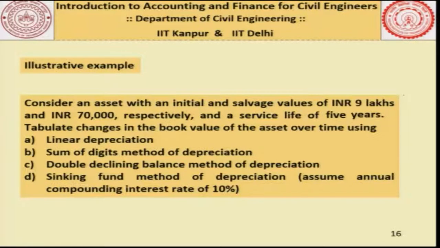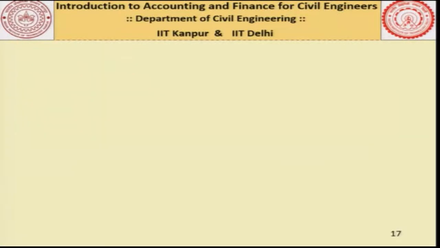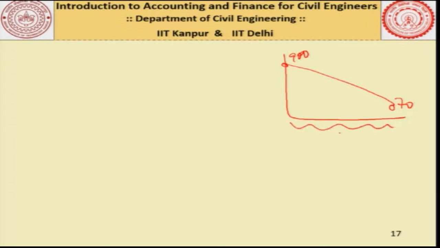Now, let us look at an illustrative example which will probably clarify a few things. Consider an asset with an initial and salvage value of 9 lakhs and 70,000 respectively and a service life of 5 years. Tabulate the changes in the book value of the asset over time using the four methods that we've done: linear depreciation, sum of digits, double declining balance, and sinking fund method, assuming an annual compounding rate of 10%. So basically what we are doing is we are starting with 900,000, that is 9 lakhs, going to a value of 70,000, and this service life here is 5 years.